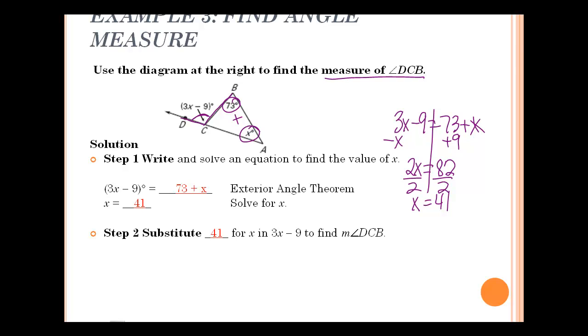So let's do that. 3 times 41 minus 9, if you put that in your calculator and simplify it, you get 114. So the measure of angle DCB is 114, and that's degrees.